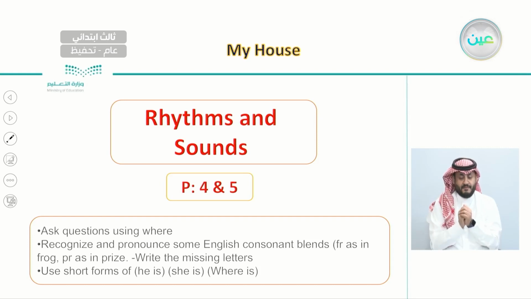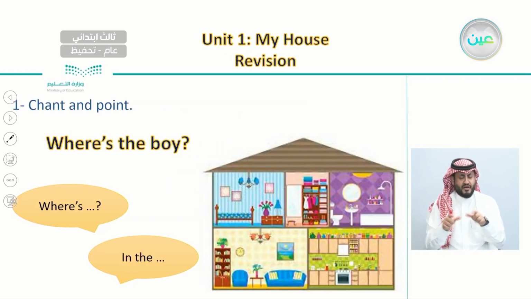And our goals in this lesson were to ask questions using where, to recognize and pronounce some English consonant blends, FR as in frog, PR as in prize, and also to write the missing letters, and to use the short form of he is, she is, and where is. So the first thing we covered in this lesson was a chant called, where is the boy?